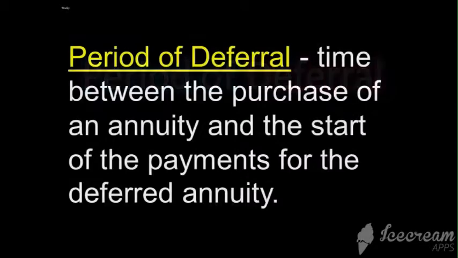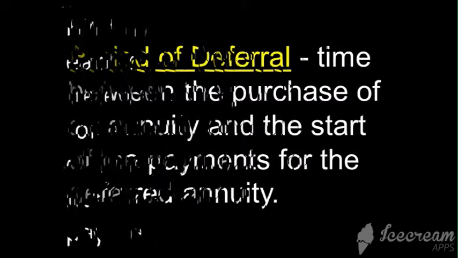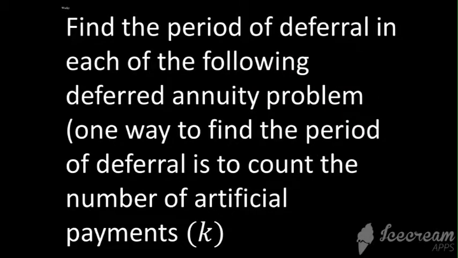Let's now talk about the period of deferral. Period of deferral. This is the time between the purchase of an annuity and the start of the payments for the deferred annuity. Find the period of deferral in each of the following deferred annuity problem. One way to find the period of deferral is to count the number of artificial payments, or K.